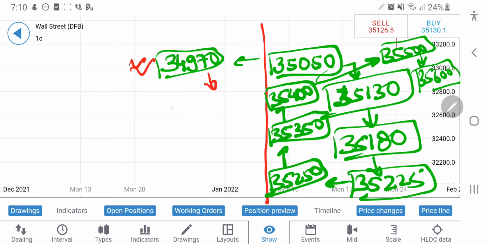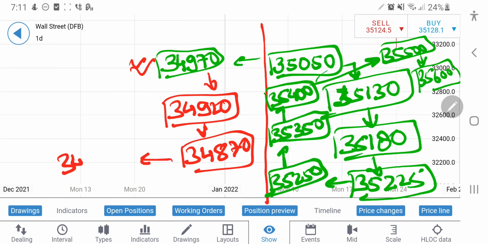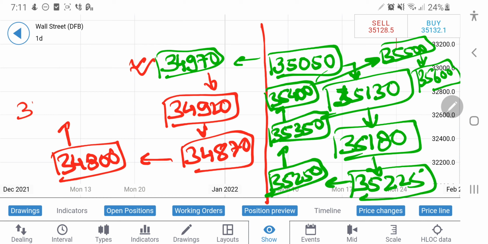The next target is 34,920, 34,870, 34,800. Now these levels are going to be critical support for US100 for any downside move, and below 34,800 it will directly land towards 34,720 and 34,650 levels.